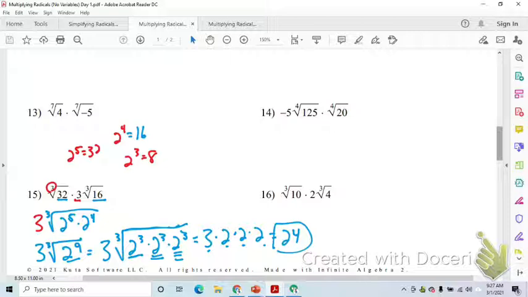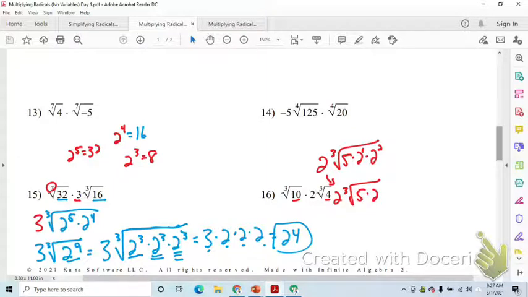And last but not least, over here, this 2 is going to stay out front. And then I have the third root of, now 10 is the same thing as 5 times 2. And 4 is the same thing as 2 squared. So, since I broke it down like that, this 2 stays on the outside. Then I have the third root of 5 times 2 to the 3rd. This 2 is still here. The third root of that 2 to the 3rd is a 2. And the third root of this 5 is just going to be the third root of 5. So then this answer here is going to be 4 third root of 5.